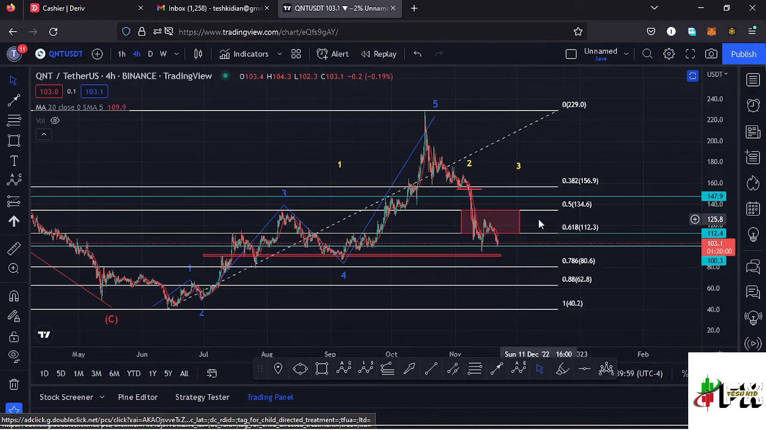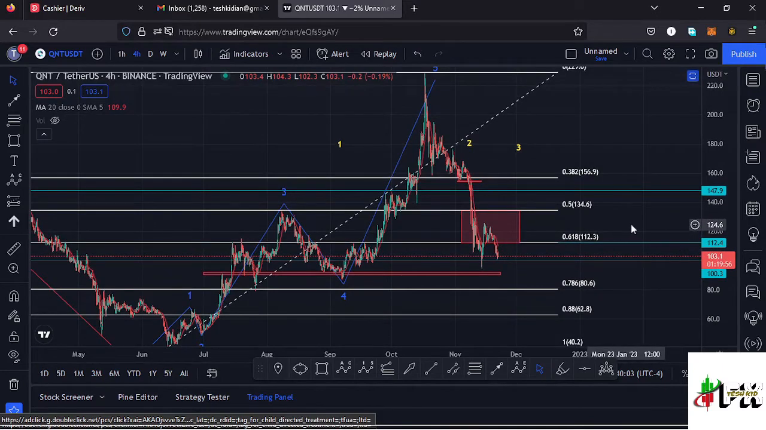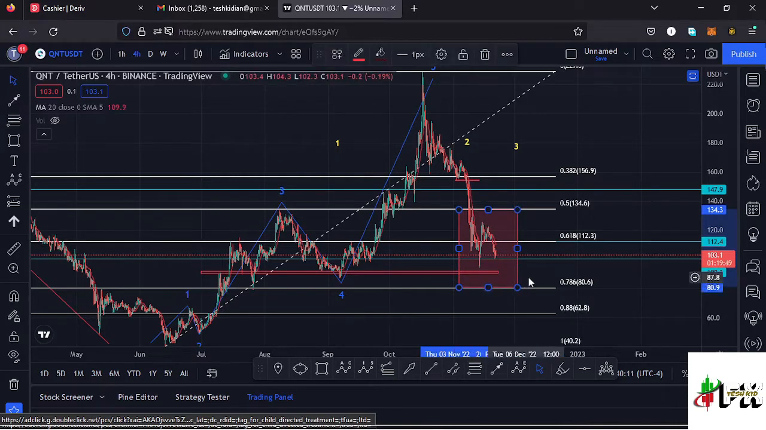And you can see Quant has retraced into that target area. We even lost the Fib level 0.618, and because of that I have to extend my target area back to the Fib level 0.78, which perfectly lies at around the $80.6 mark.